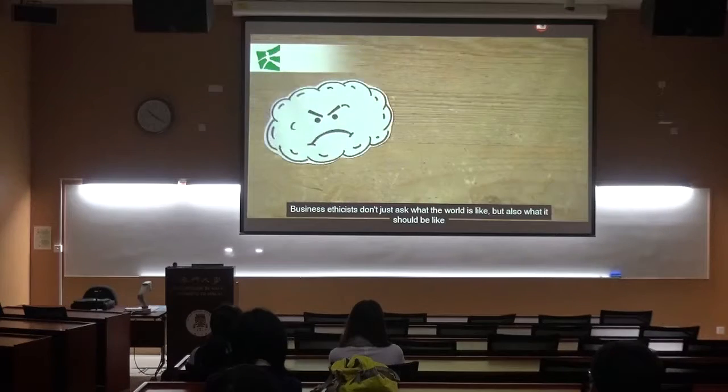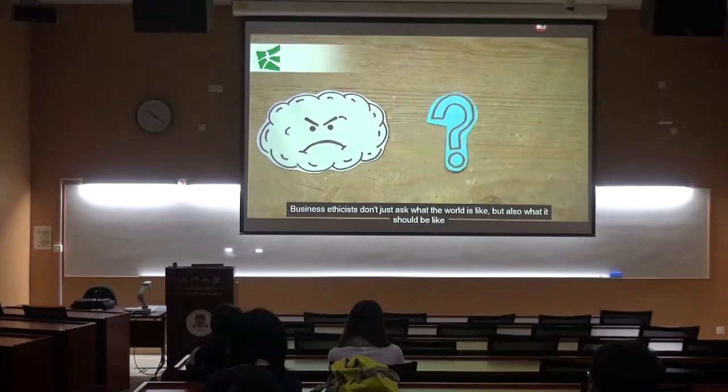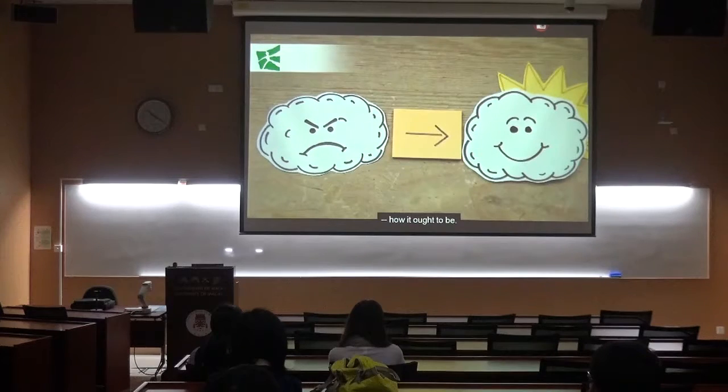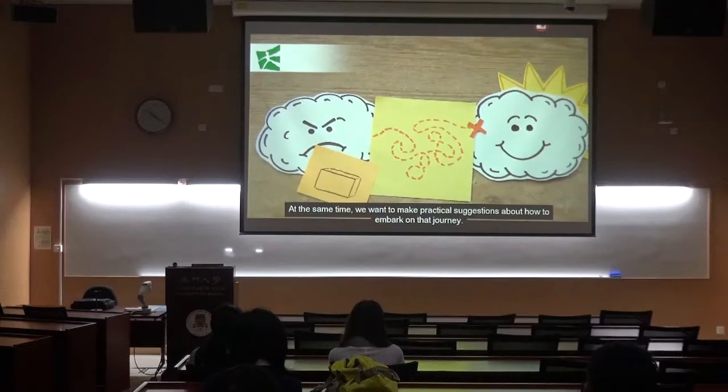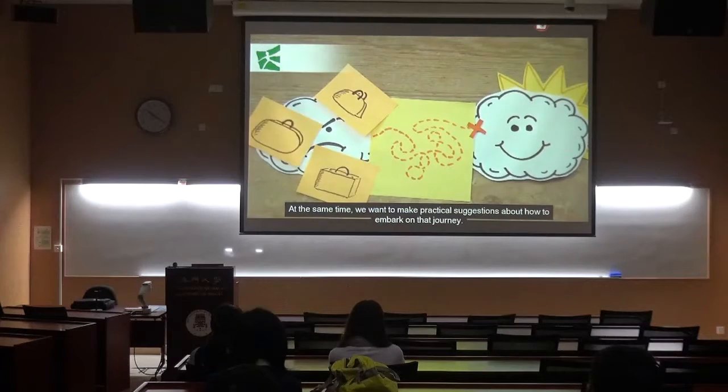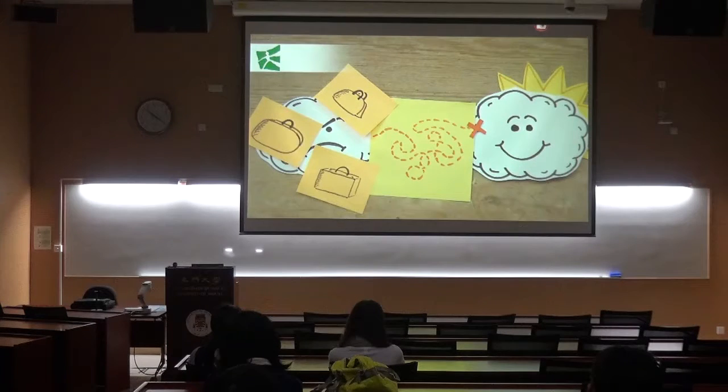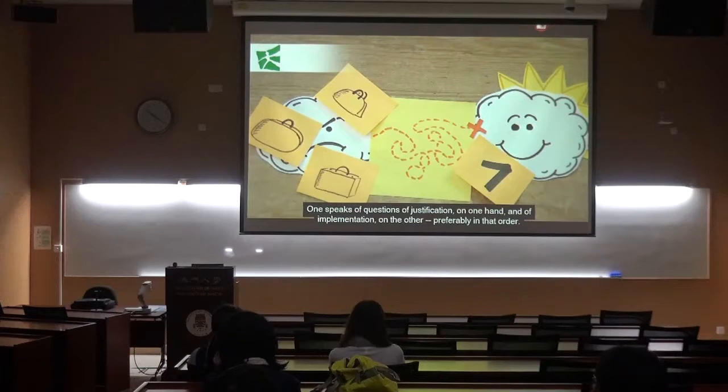Business ethicists don't just ask what the world is like, but also what it should be like, how it ought to be. At the very least, we want to suggest where the journey should lead. At the same time, we want to make practical suggestions about how to embark on that journey. One speaks of questions of justification on the one hand and of implementation on the other, preferably in that order.